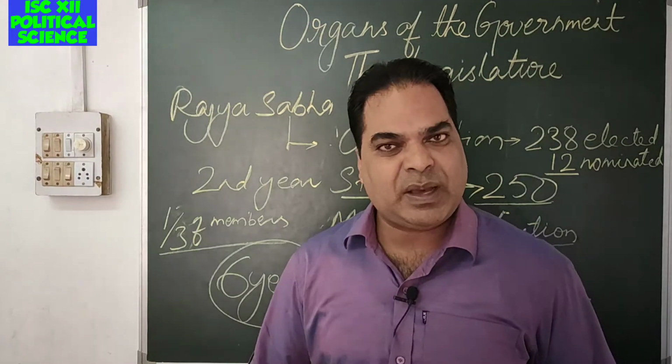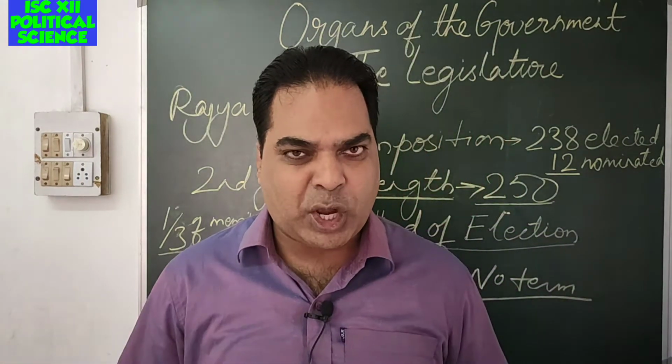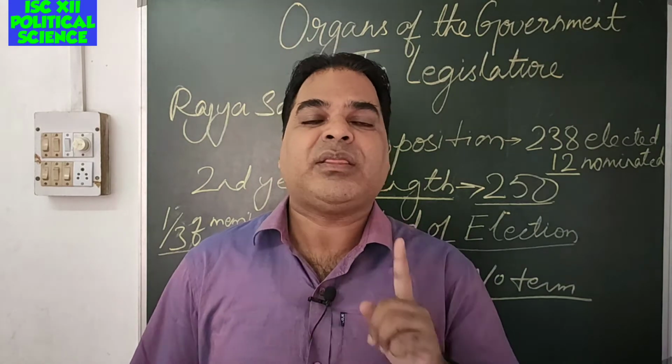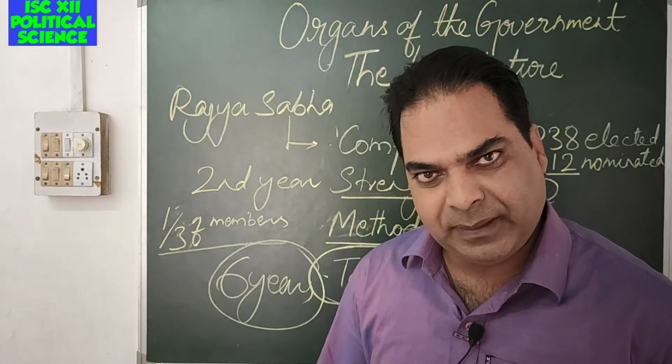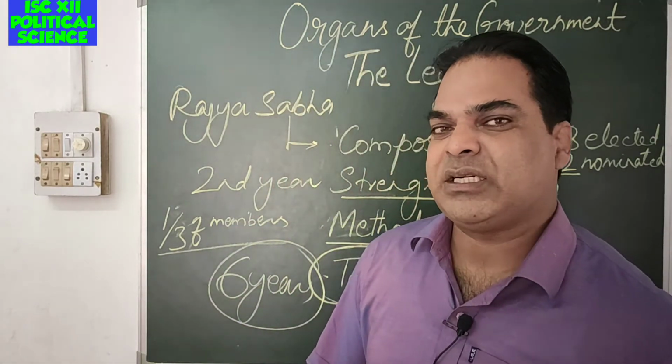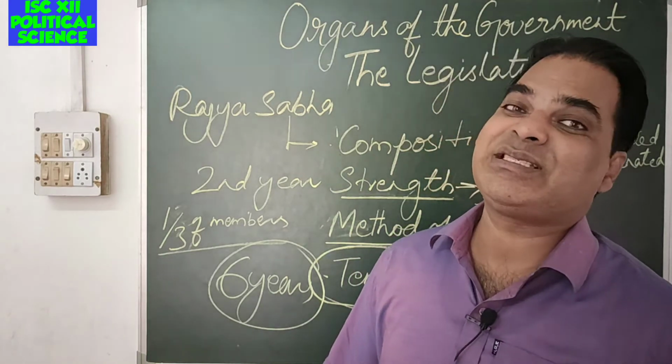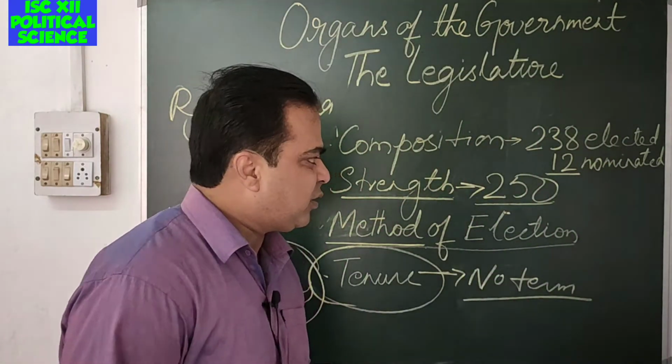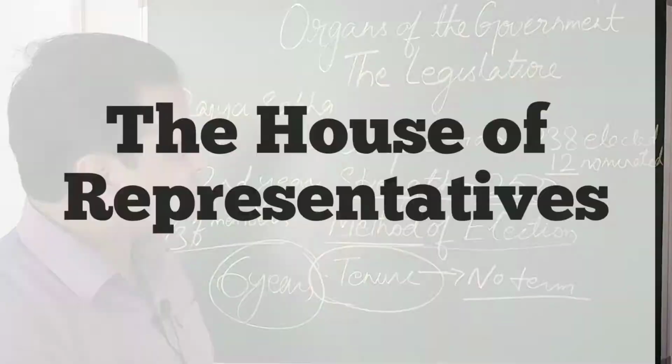Okay, the Rajya Sabha is a permanent house. It cannot be dissolved. Every second year, 1/3 of the members retire. So accordingly, each member has a term of 6 years. Okay, so this is all about Rajya Sabha.